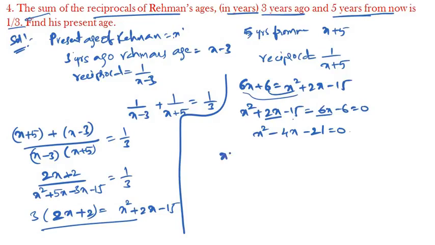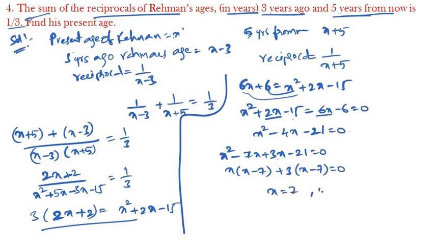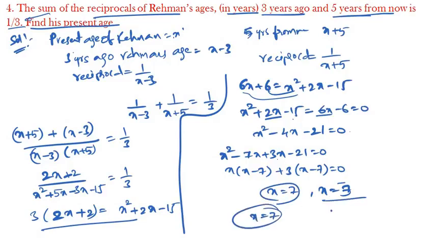Now factorization: x square minus 7x plus 3x minus 21 is equal to 0. Why am I taking it like this? Because 7 times 3 is 21. So x common: x into x minus 7, plus 3 common: 3 into x minus 7, is equal to 0. So x is equal to 7 and x is equal to minus 3. These are the two roots, and we have to find the present age of Rahman. Age cannot be negative, so we take x is equal to 7 and we do not take minus 3. So x is equal to 7 is the answer here.